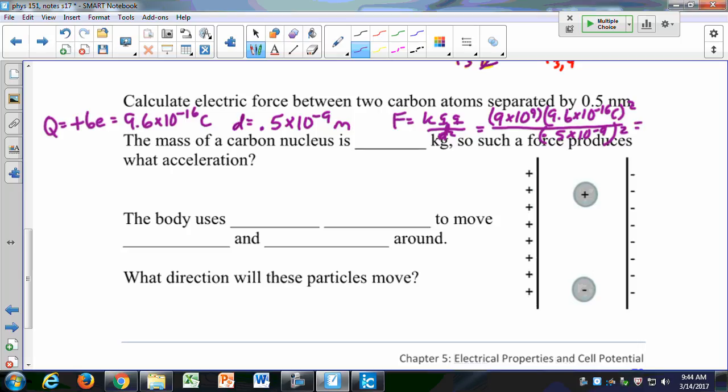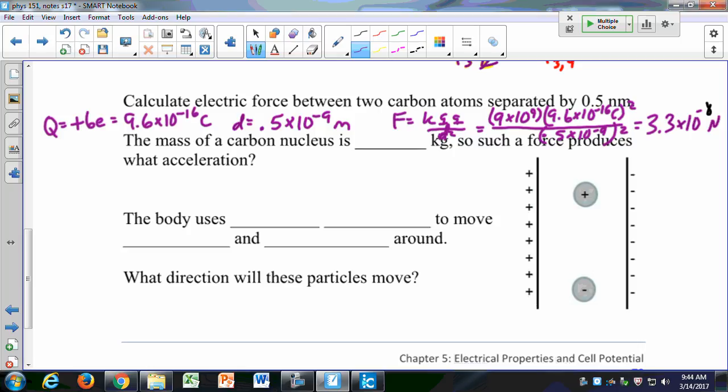And this gives us a force of, you ready for it? It's a big number. 3.3 times 10 to the minus 8 newtons. That's not very big force, is it? Is that a big force or is that a small force? Big or small?